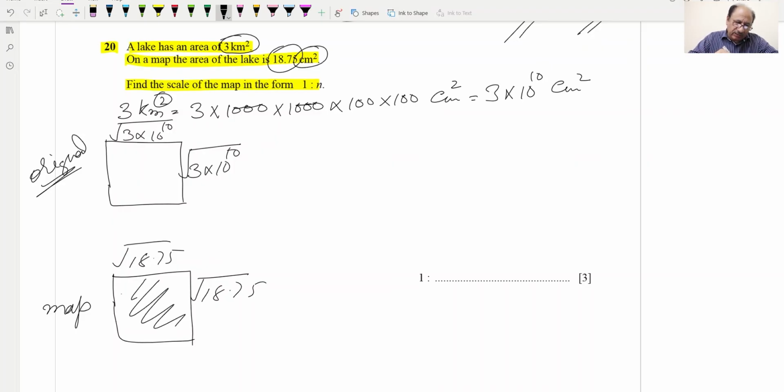So we can check the ratios between these two. We can divide 3 into 10 raised to the power 10 by 18.75 to get the ratio 1 to n, and this is what we can do.